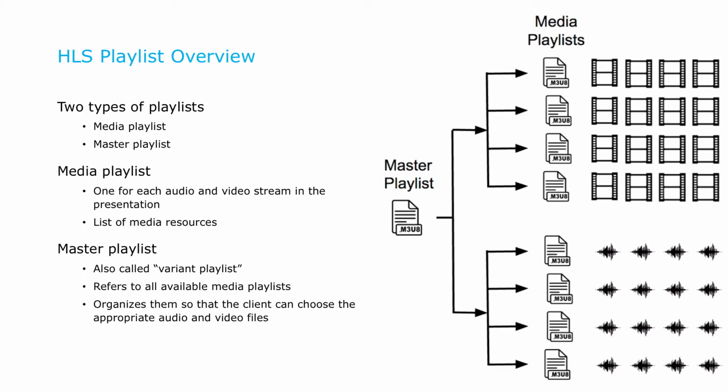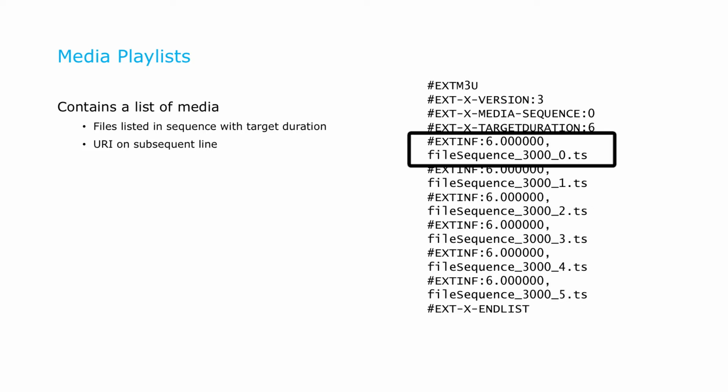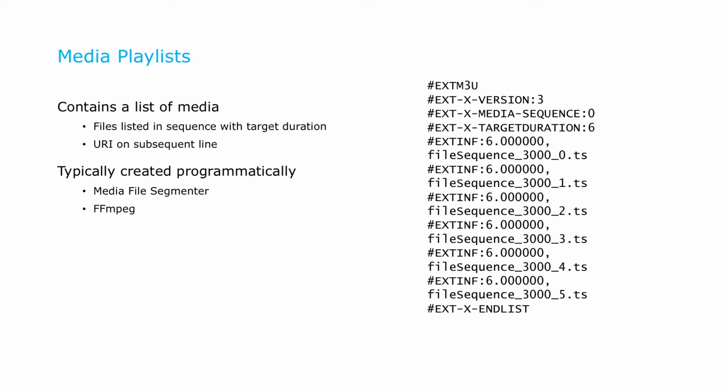The master playlist contains a list of all available media playlists, organized so that the client can choose the appropriate audio and video files. Media playlists contain a list of media with a target duration and a uniform resource locator on the subsequent line. Here the media files are segments located in the same folder as the media playlist, so there's no URL, which is typical. Media playlists are usually created programmatically with a tool like Media File Segmenter or FFmpeg.